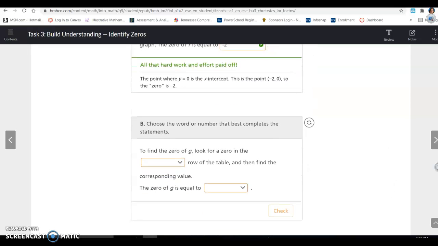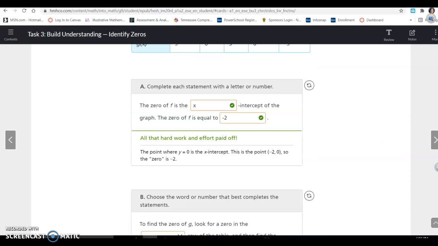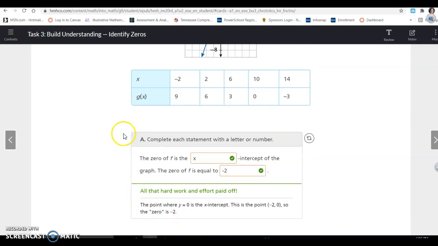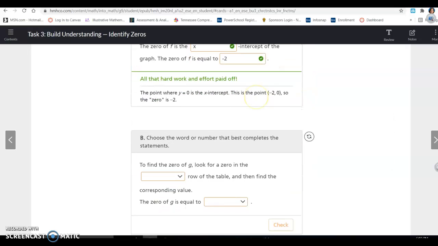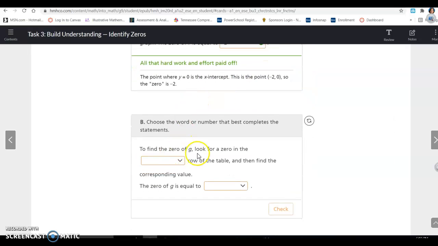All right, choose the word or number that best describes the statement. To find the 0 of g, look for a 0 in the second row because this is your y value. So there's your 0. So the 0 would be at 10, 0. So to find the 0 of g, look at the 0 in the second row of the table and then find the corresponding value. The 0 of g is equal to 10.